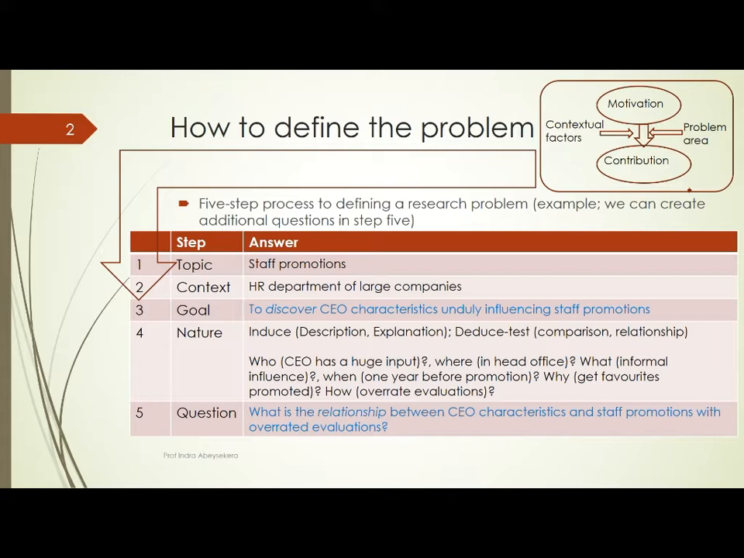We looked at how to come up with a problem statement, and that there are two ends we talked about. That's the motivation and then the contribution. And then the other two factors, got to look at the problem area and the contextual factors. When we look at that whole spectrum, we can come up with a topic of interest and the context in which investigation has to be undertaken.